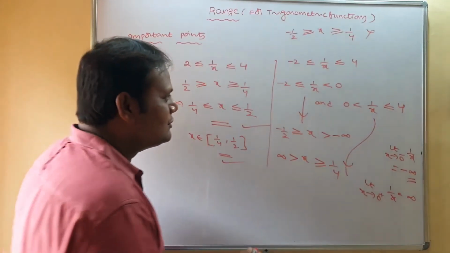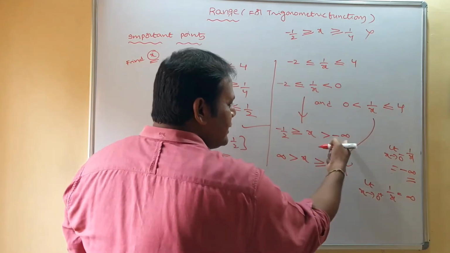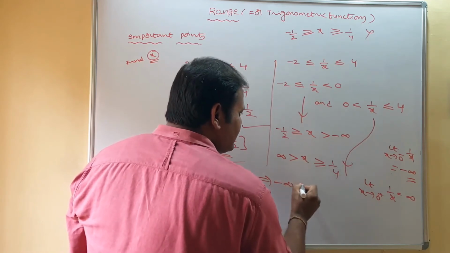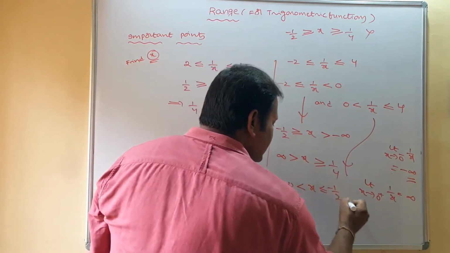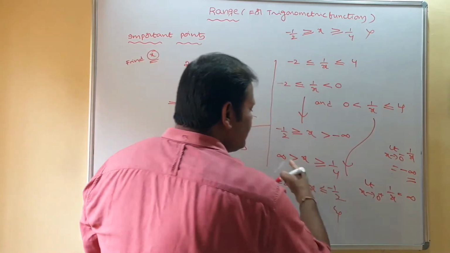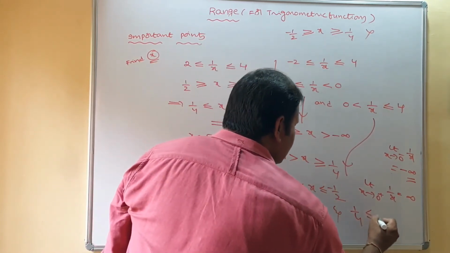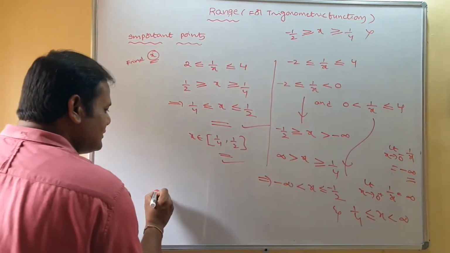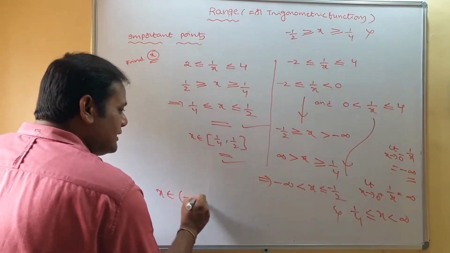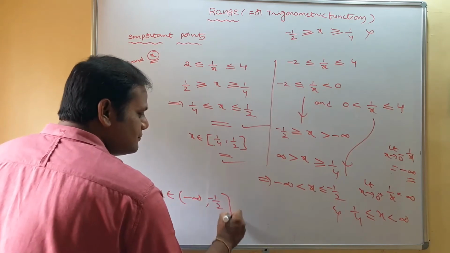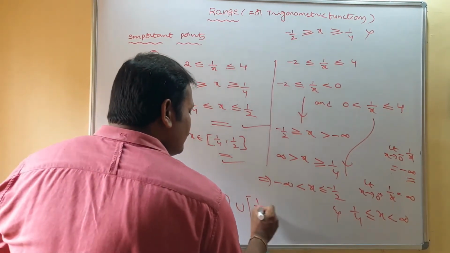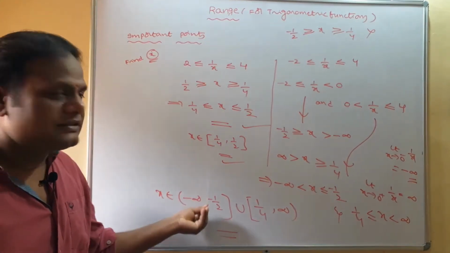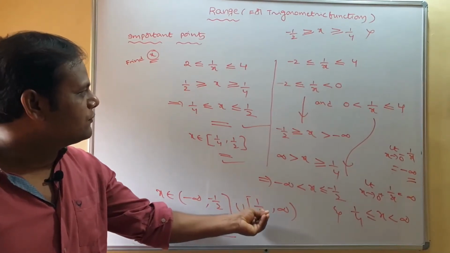Is it clear? So the answer is: here you write them in reverse order. Then you get minus infinity less than x less than or equal to minus 1 by 2, and 1 by 4 less than or equal to x less than infinity. So you give the answer: x belongs to minus infinity to minus 1 by 2 union 1 by 4 to infinity.